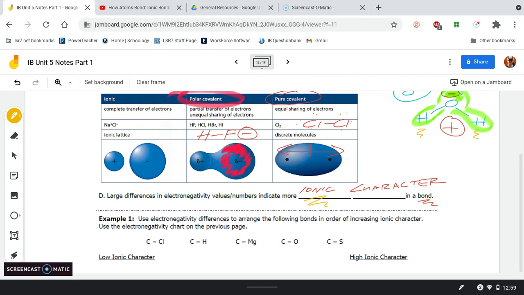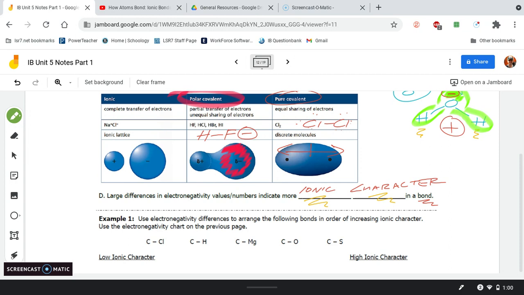They talk about ionic character, and every year kids are like, ionic character, what the heck is that? It's just the difference in the two numbers from the chart. So don't get freaked out by that. All right, let's take a look at this question down here.